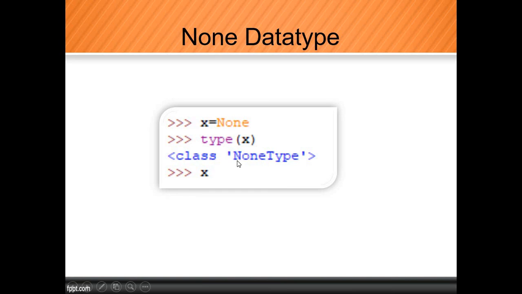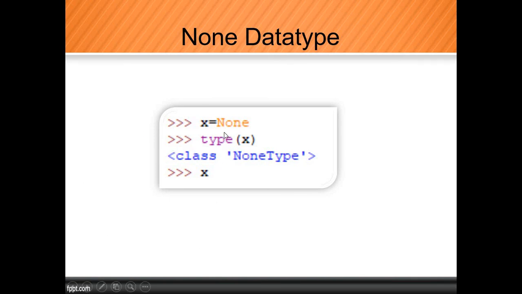So x is equal to none. So type of x. Okay, so class NoneType. So here we get the output. What type of x is NoneType, and when we try to print x, it does not contain anything, so it does not print any value either.